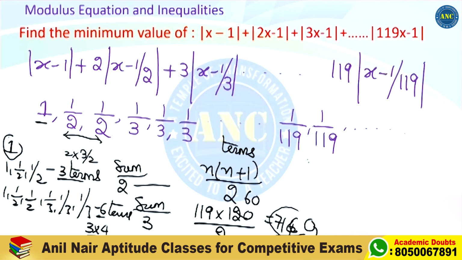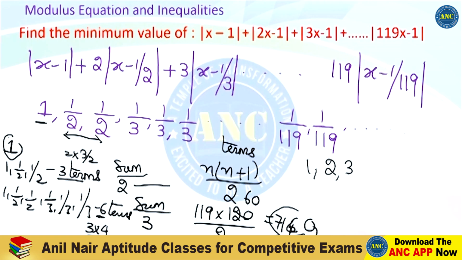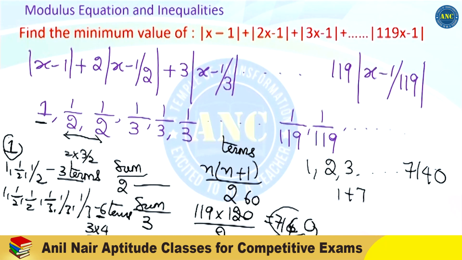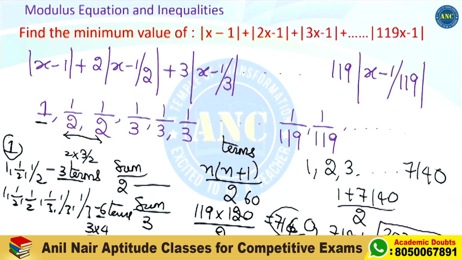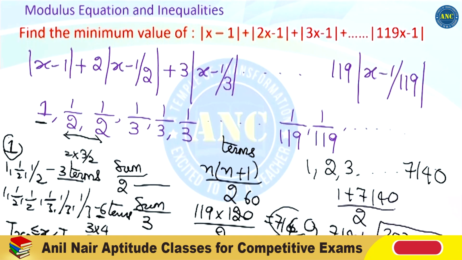7140 terms are there. So the first term is 1, next is 2, and so on up to 7140. So the middle term is nothing but 1 plus 7140 divided by 2, 7141 divided by 2, which is 3570.5. That means the terms are T3570 and T3571. I hope the idea is clear. Just check what the value will be for T3570 and T3571.